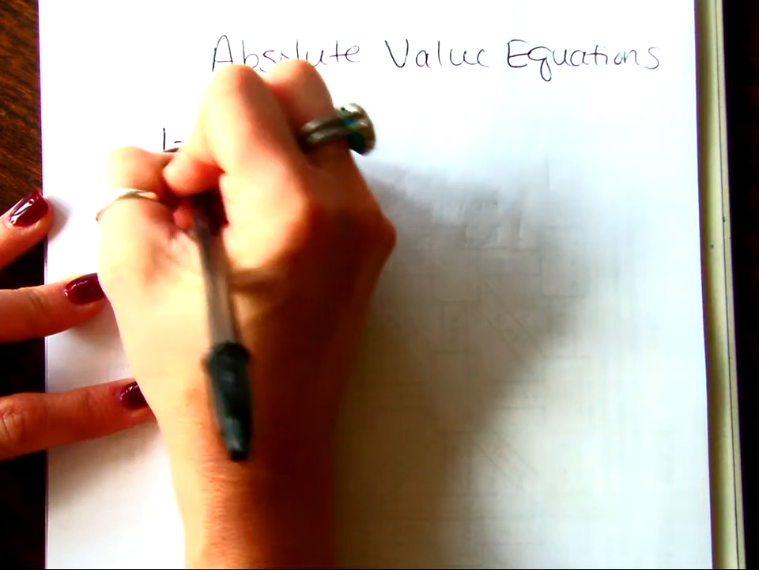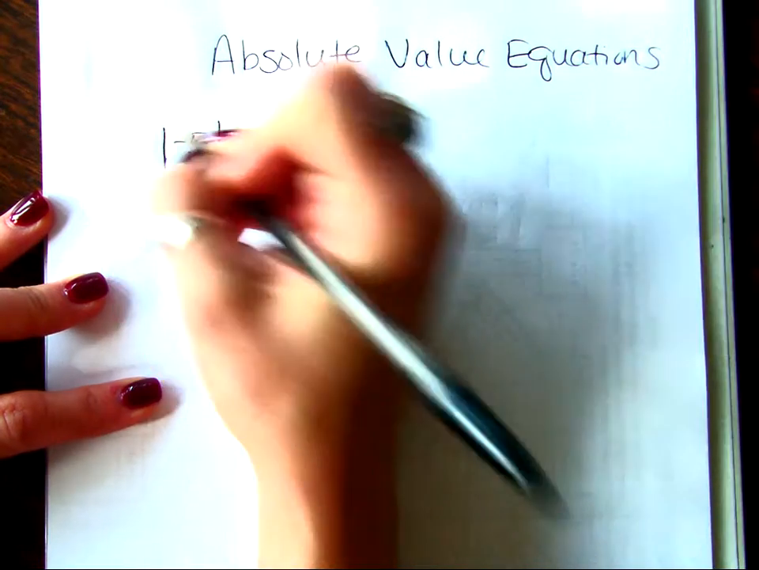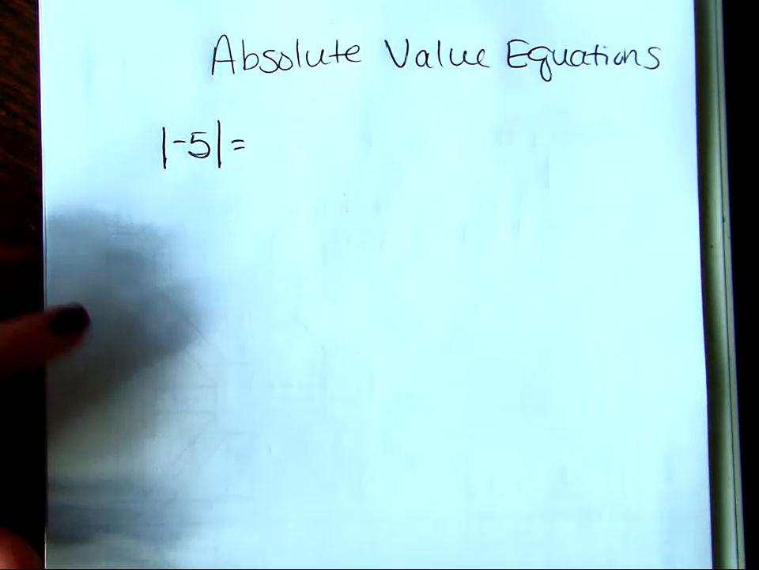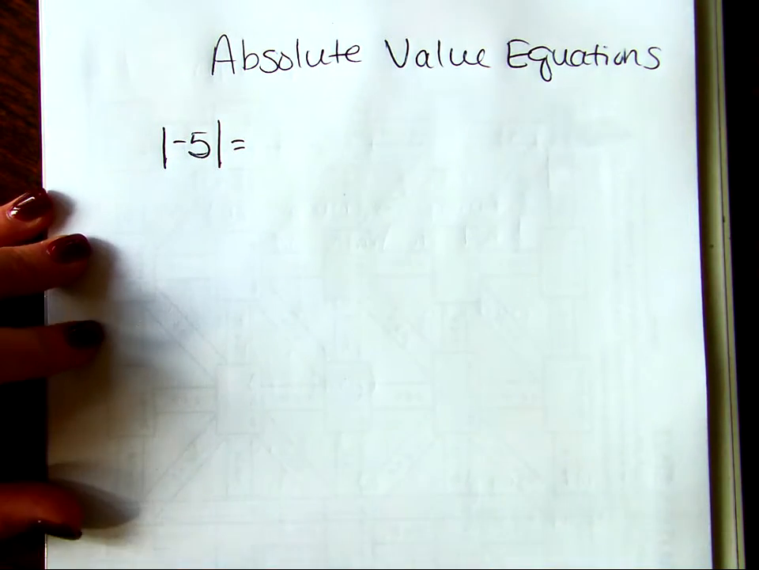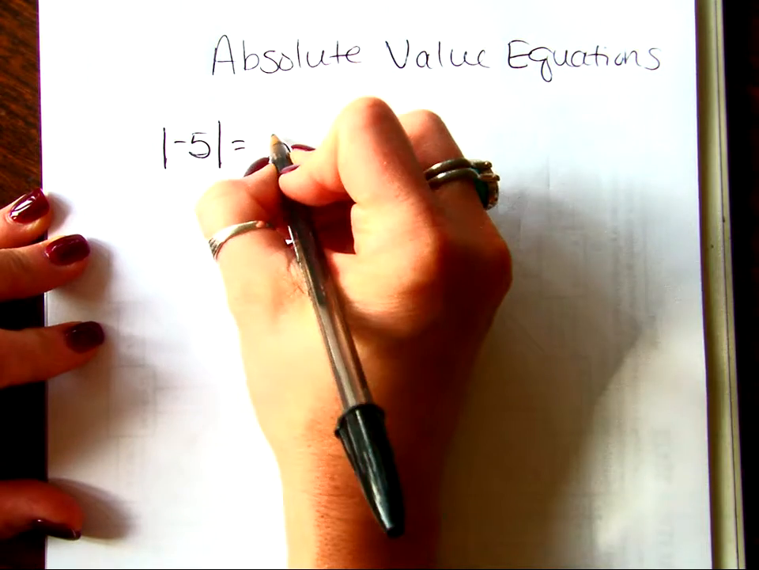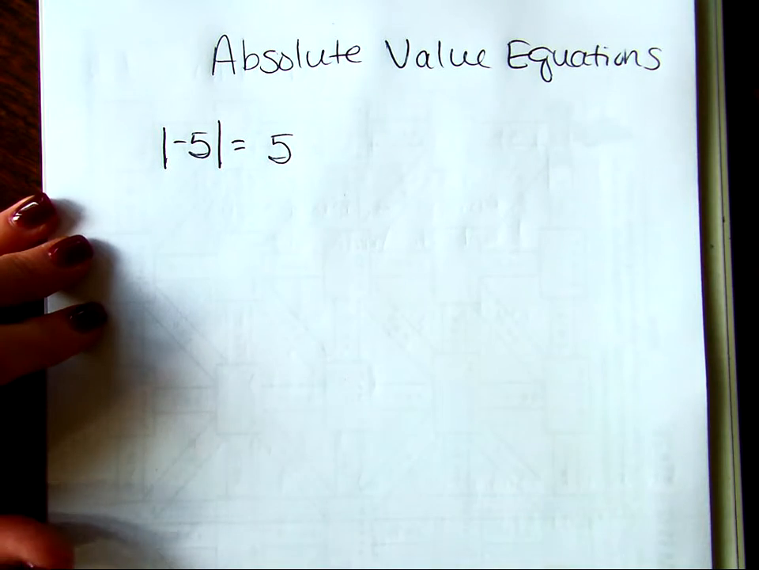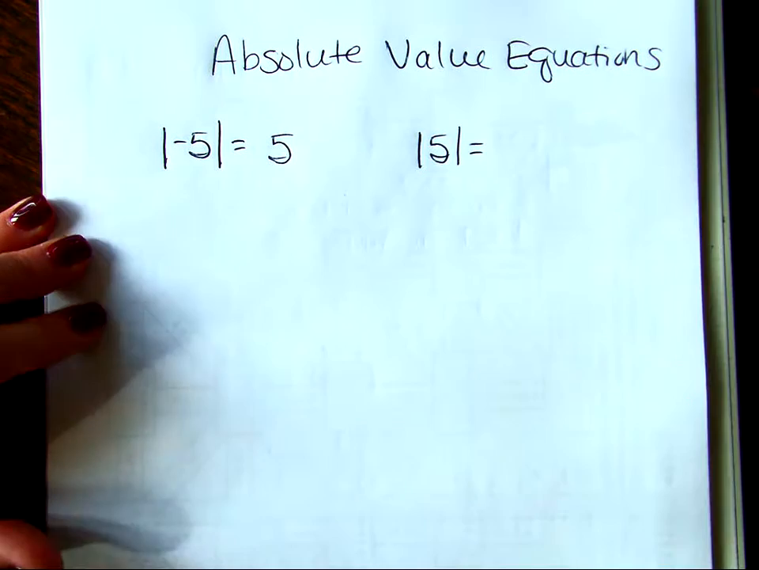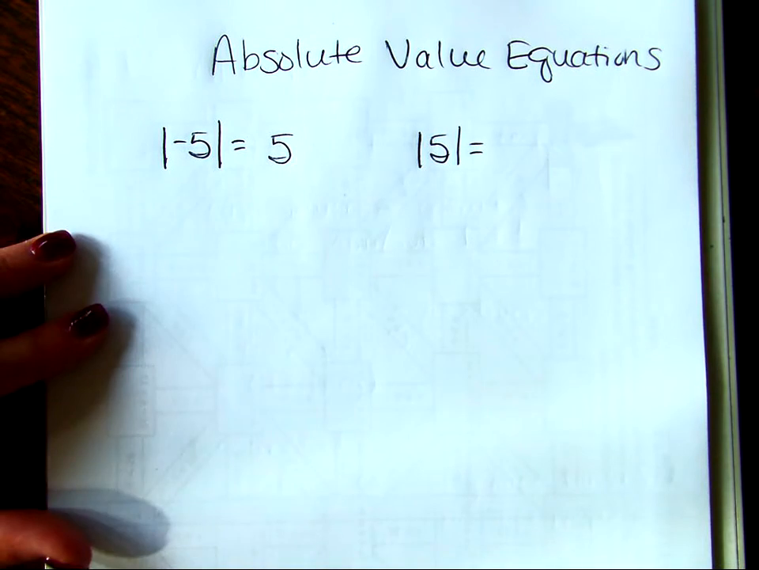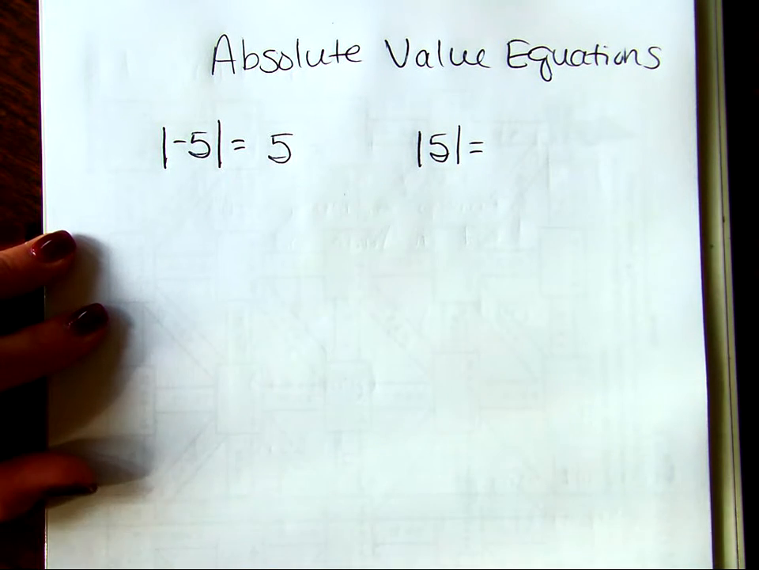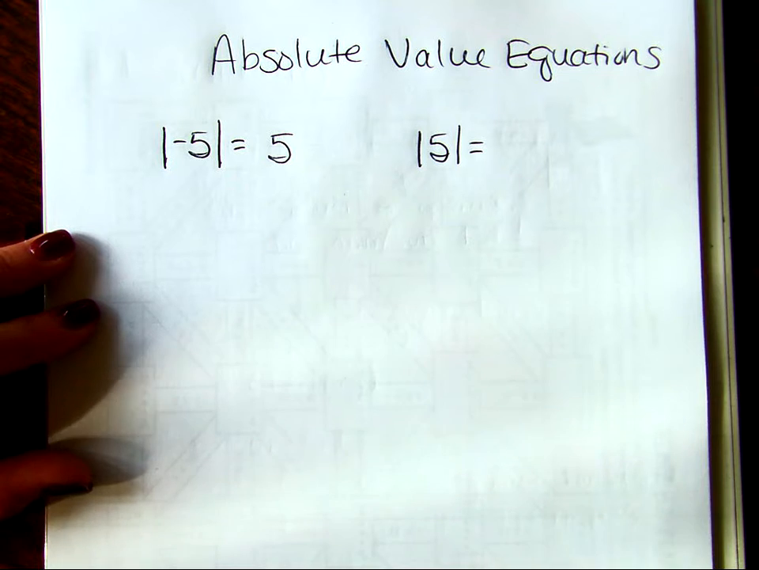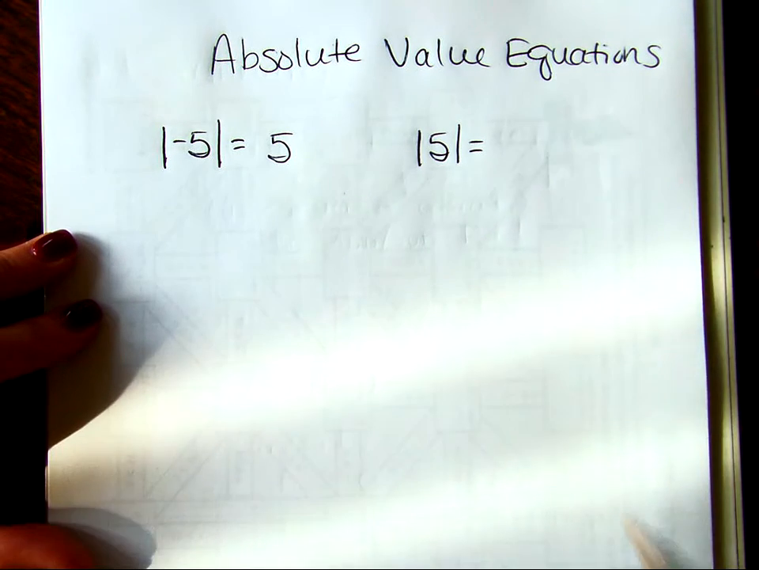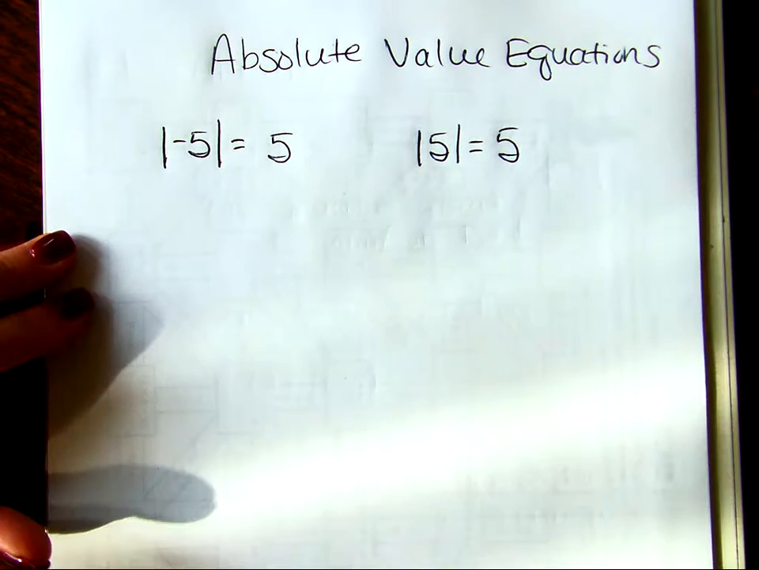So, back in whatever grade you first learned about absolute value, your teacher put this up there, and they said, what's the absolute value of -5? And everybody knows 5, right? Okay? However, when the teacher says, okay, what's the absolute value of 5? Almost always kids will say -5 because they think it's the opposite. But you know better than that, right? Because the absolute value of 5 is also 5.